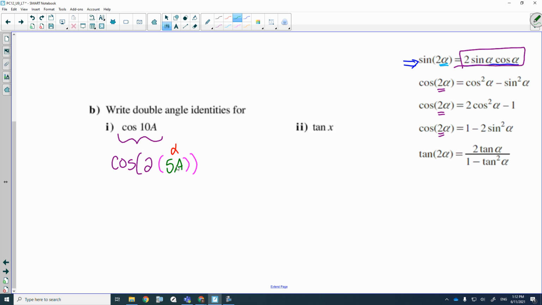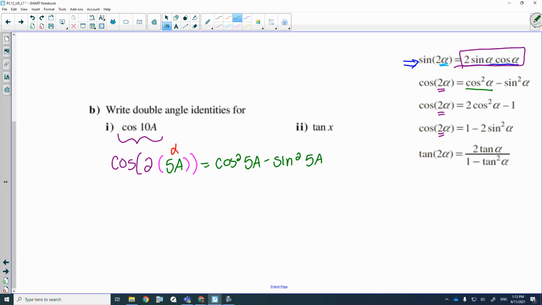Now I could plug this into one of the identities. I've got 3 forms for the double angle of cos. I could use any of these 3 identities. I'm just going to put everything into the first identity. So it would be cos squared of alpha, so cos squared of 5a minus sine squared of 5a.